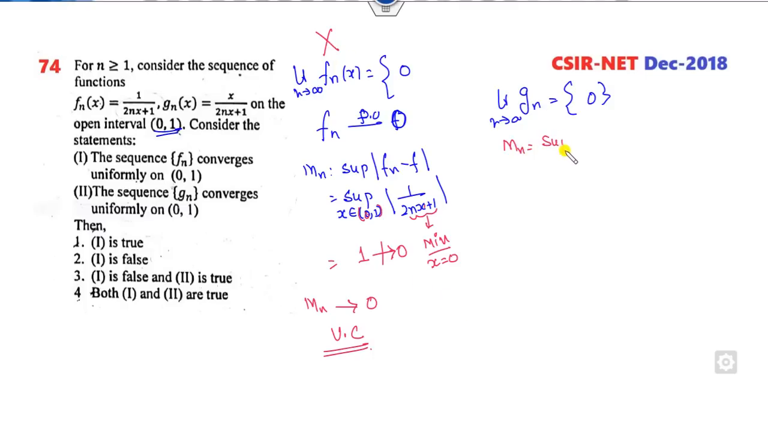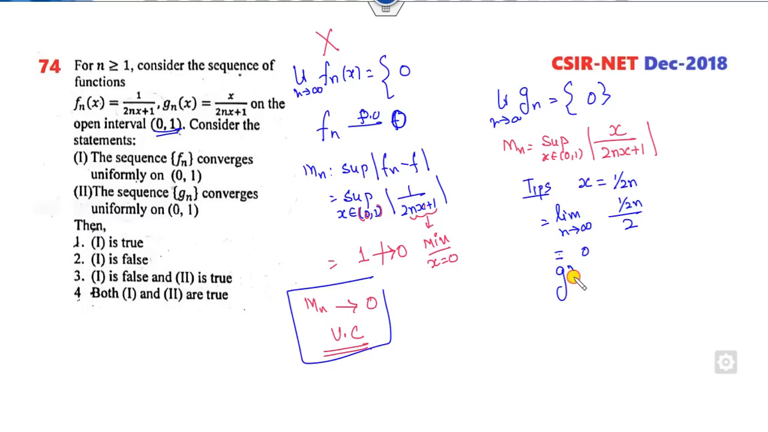Look here. If I define the supremum, x belonging to (0, 1), of x over (2nx plus 1). Now since the numerator is not a constant, the first tip for you is to put the denominator as 0 and find the value of x, irrespective of sign. Plus or minus, you can forget that. Then you can substitute this value here: 1 over 2n, over 2, as n approaches infinity. This goes to 0. So this condition is satisfied, which means g is uniformly convergent.